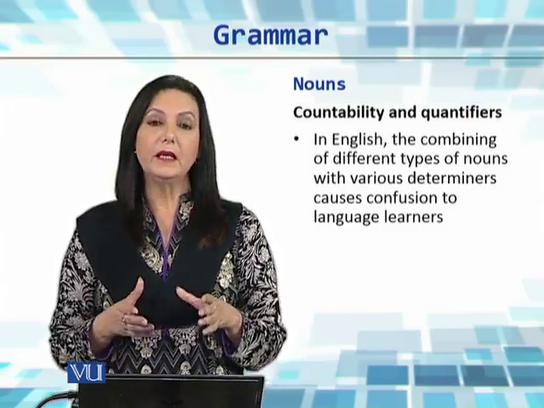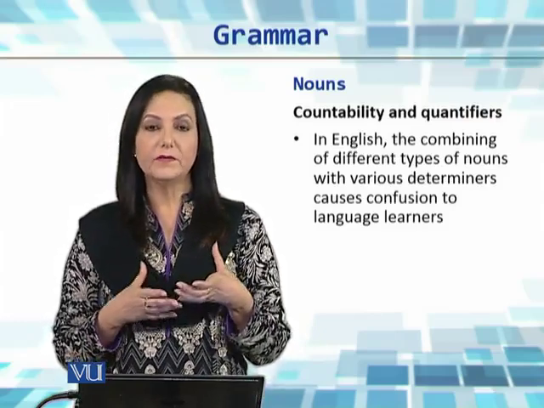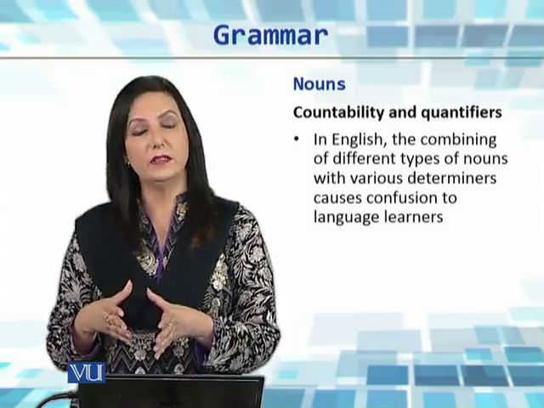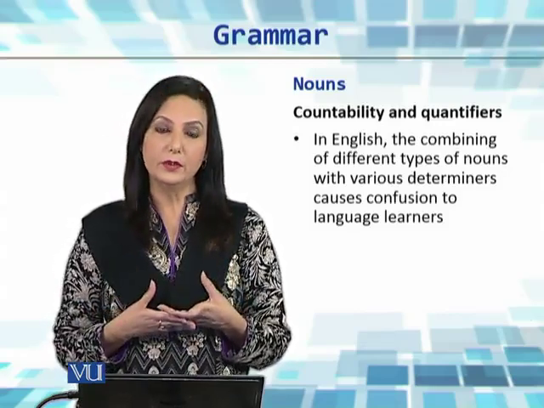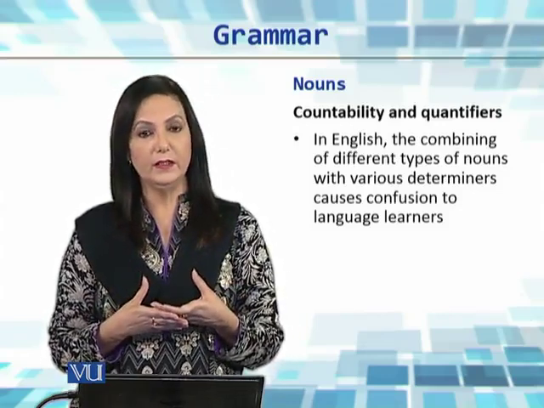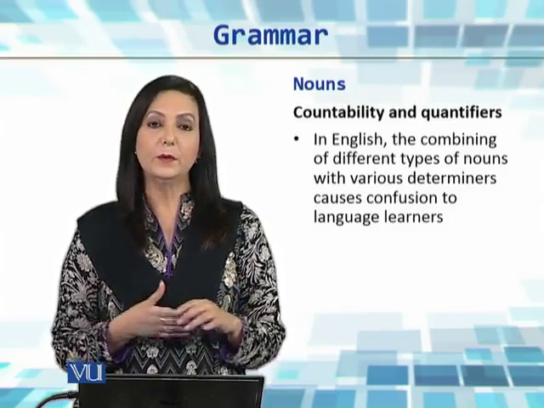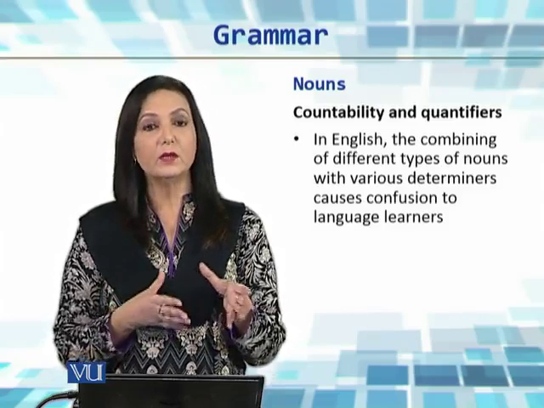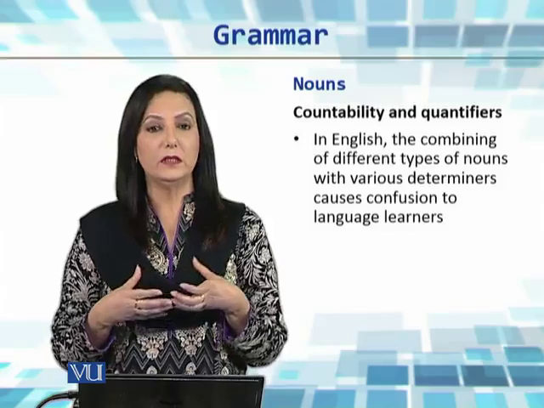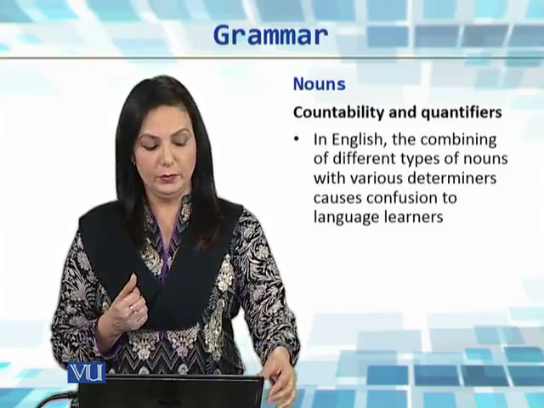So this combining of nouns in different ways with different determiners causes a lot of confusion for the outer and expanding circle users of English, who use English either as a second language or foreign language. Because there are so many different ways in which a noun combines with different determiners, this causes a lot of confusion.